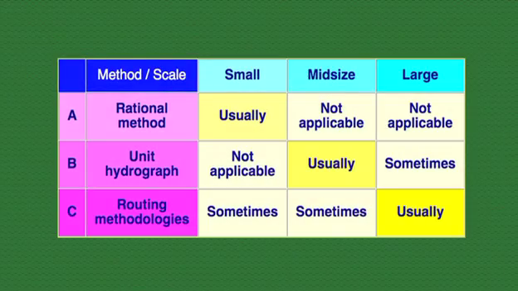A. Constant in time and space, applicable to small catchments, as with the rational method. B. Constant in space but varying in time, applicable to mid-sized catchments, as with the unit hydrograph. C. Varying in both space and time, applicable to large catchments, as with reservoir and channel routing.